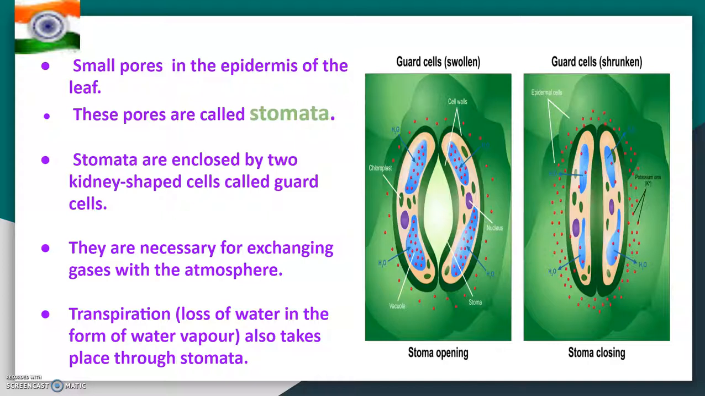So we find here that epidermal cells are generally protective in nature, and in the leaves they contain stomata. Stomata open and close as and when required by the plants. This is the condition of the stomatal opening, when the plant has to exchange gases as well as release water vapors, and this condition is the closing of the stomata when they are shrunken.